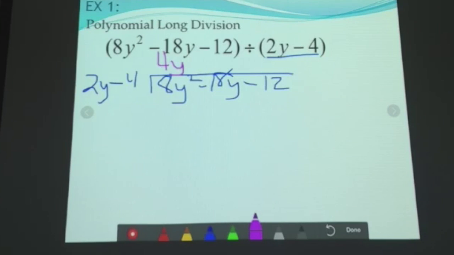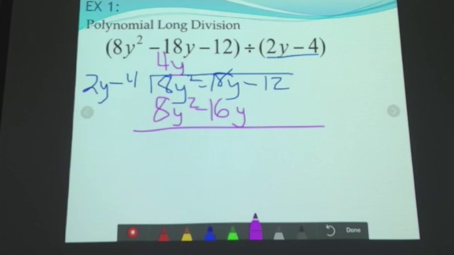Now what we do is, in our head we're going to multiply 2y times 4y and put our answer right here. So 2y times 4y gives us 8y squared. But now I have to multiply the second two together. So I'm going to do the 4y times the negative 4, so I'm going to get negative 16y.